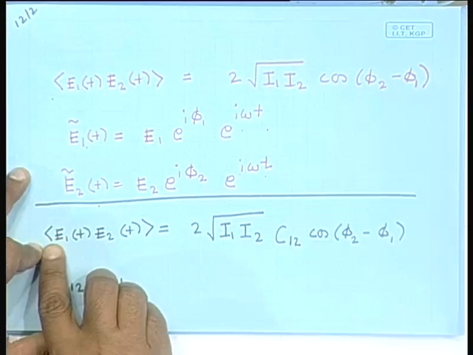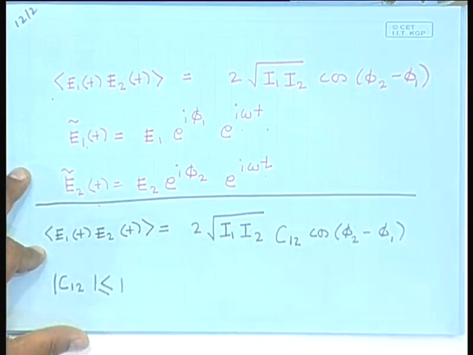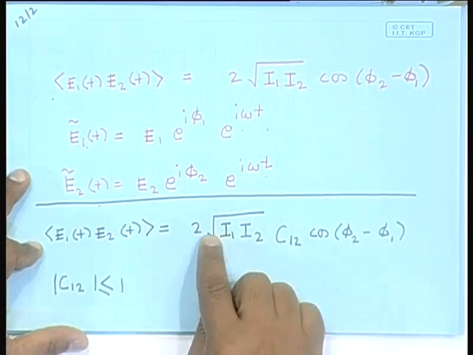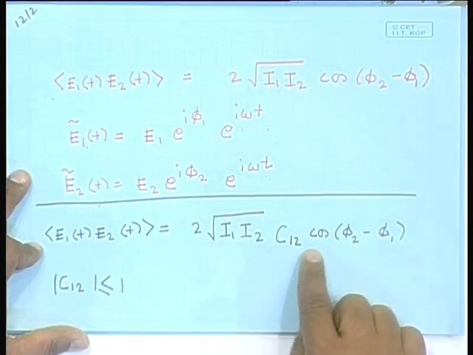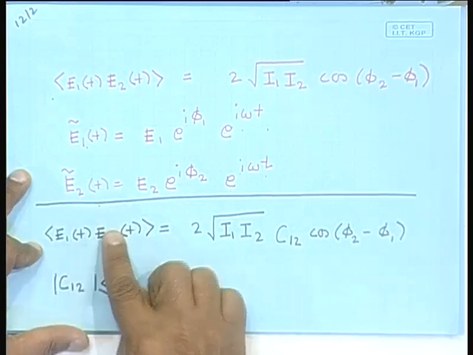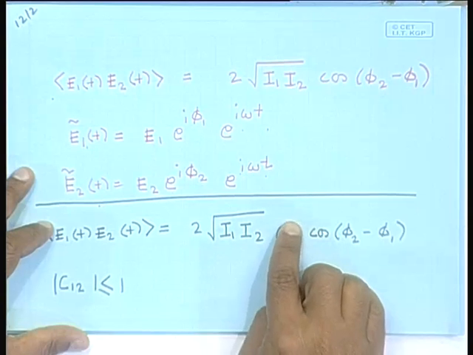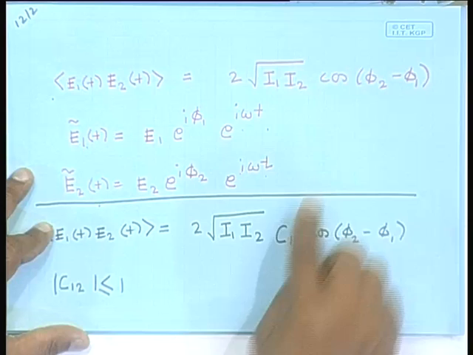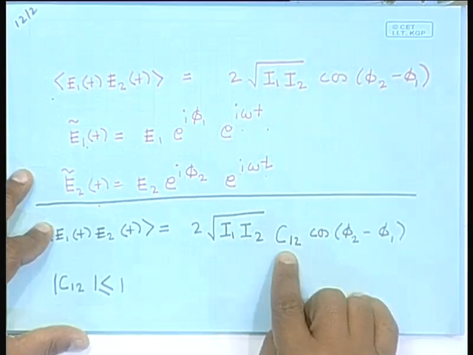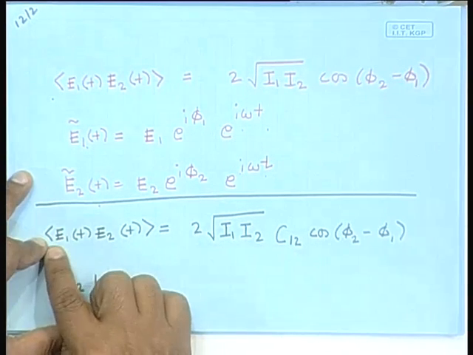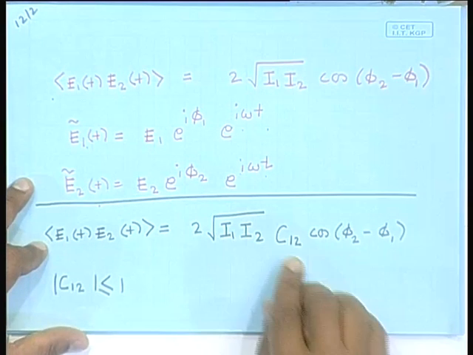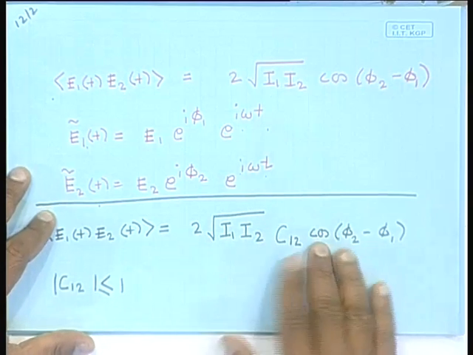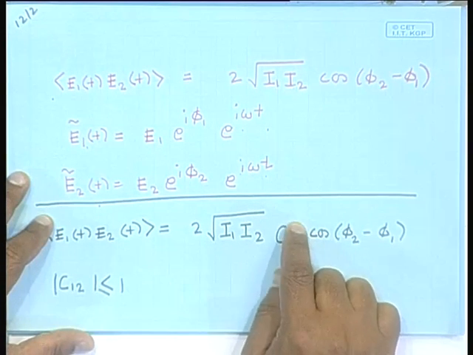So, now the time average of the product of the two waves we write as 2 times root of I1 I2 with the same factor of cos (phi 2 minus phi 1), the phase difference between the two waves, but we now have introduced an extra factor C12, which takes into account the differences that arise because you now have a spread in frequencies. We refer to this as the degree of coherence, or the coefficient of coherence.